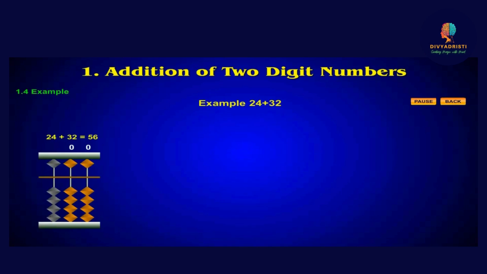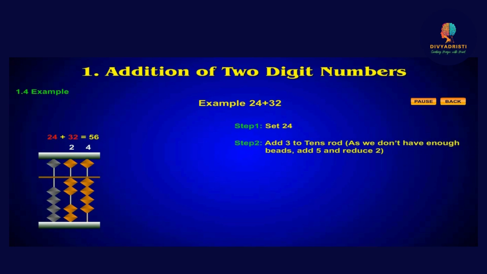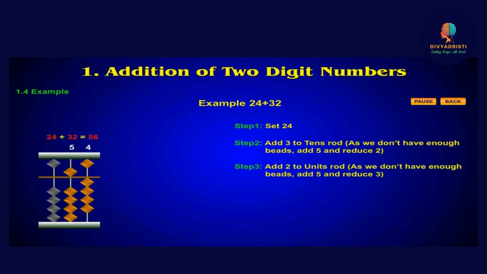Example: 24 plus 32. Step 1. Set 24. Step 2. Add 3 to tens rod. As we don't have enough beads, add 5 and reduce 2. Step 3. Add 2 to units rod. As we don't have enough beads, add 5 and reduce 3. Step 4. Count the beads.